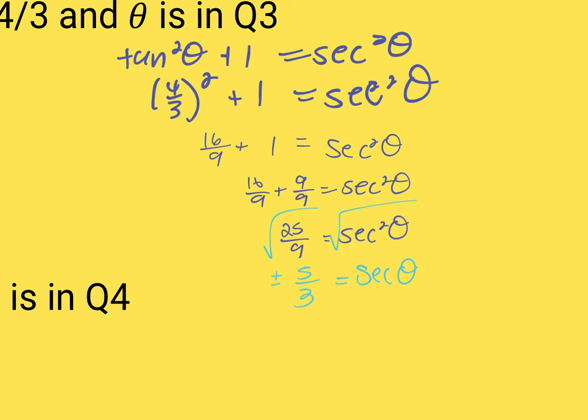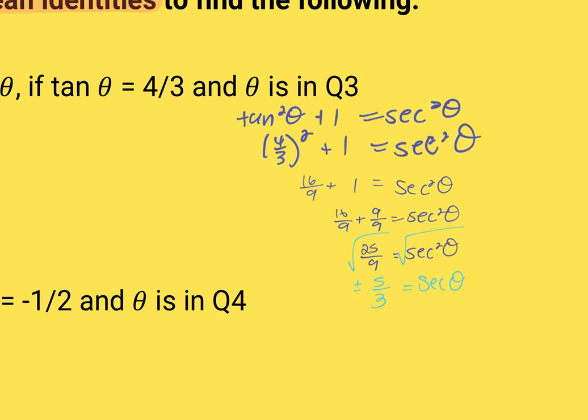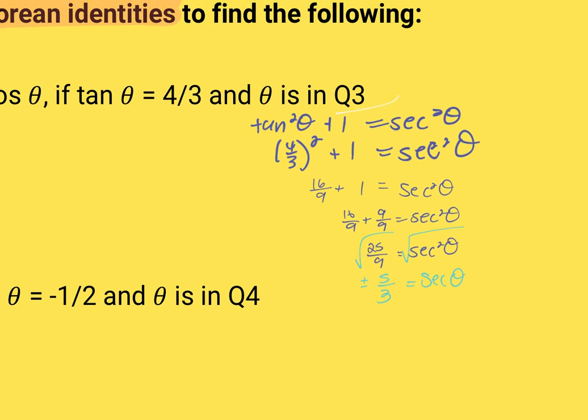I don't know the sign yet. Now I need this piece of information. It's in the third quadrant. So if it's in the third quadrant, I'm moving left, which means my x is going to be negative. I'm moving down, which means my y is going to be negative. Which is why my tangent was positive, right? A negative over a negative gives you the positive.